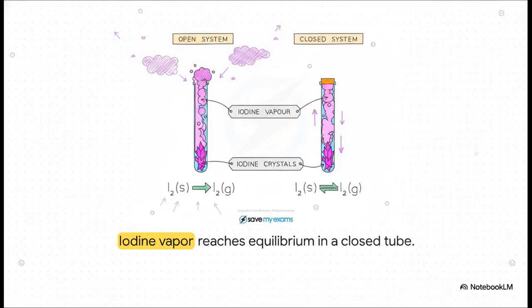Just think about iodine vapor in a test tube. If the tube is open, that purple vapor just drifts away into the air. The backward reaction literally can't happen because, well, the vapor is gone. But if you seal that tube, the vapor gets trapped. The solid iodine turns into gas, and the gas turns back into solid. Because nothing escapes, this closed system is the strict, absolute prerequisite for equilibrium.